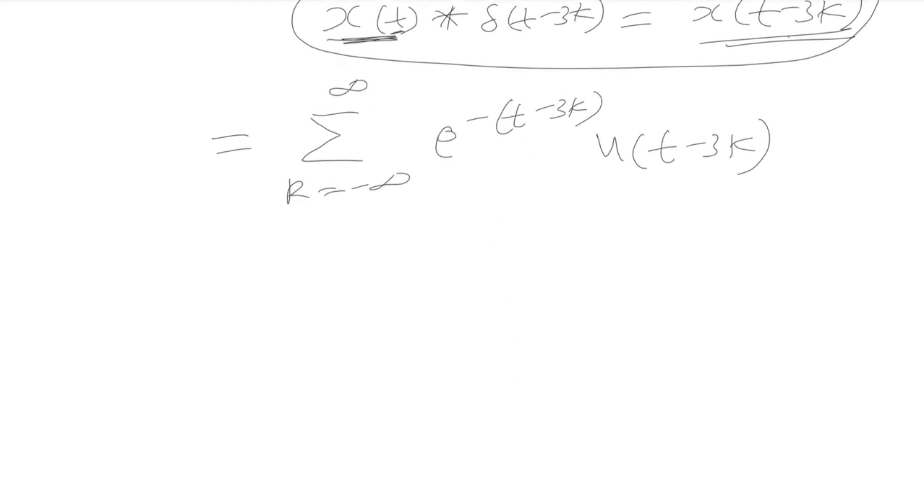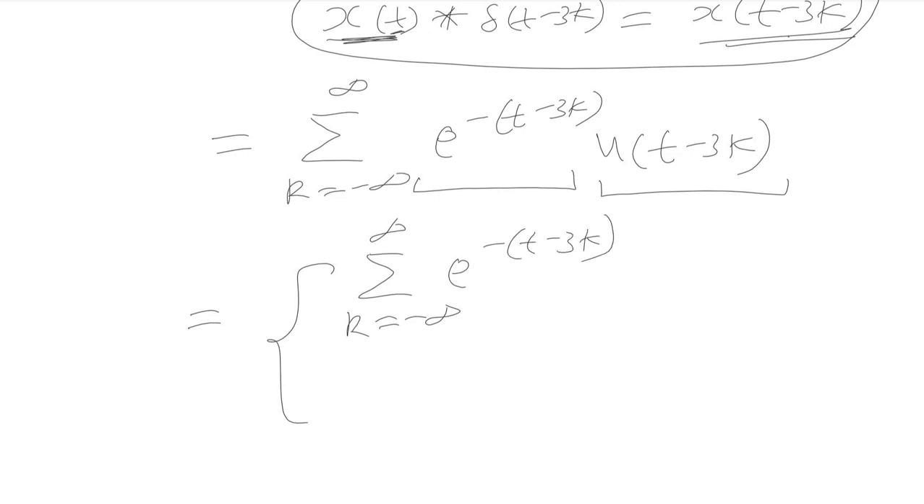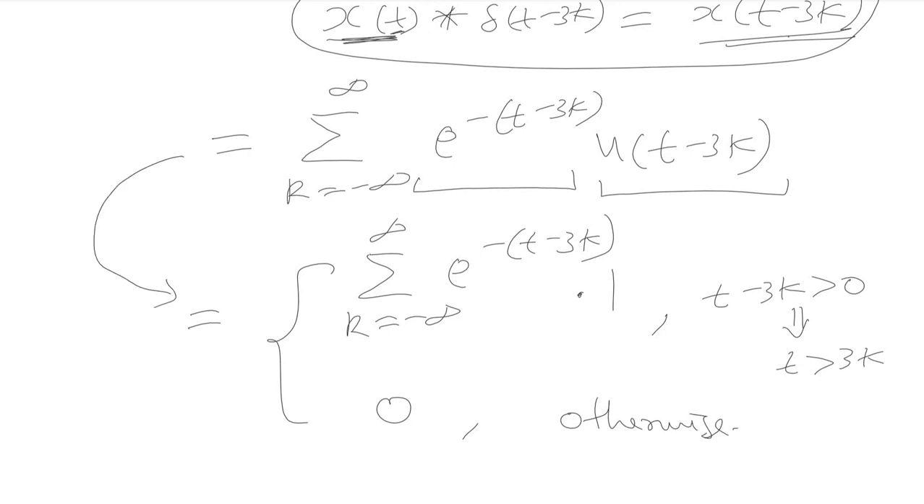Now let us further simplify it. This is an exponential signal which is being multiplied by a shifted unit step function. So we can simplify this expression as the summation over k from minus infinity to infinity of e raised to the power minus (t minus 3k) into 1 for the range t minus 3k greater than 0, which is equivalent to t greater than 3k, and 0 otherwise. You can easily rewrite the equation this way, because this exponential function is being multiplied by a shifted unit step function, and the shift is by 3k. So u(t minus 3k) means for t minus 3k greater than 0, the value of the unit step function will be unity, and for the other values it will be 0. So we are doing the same thing over there.